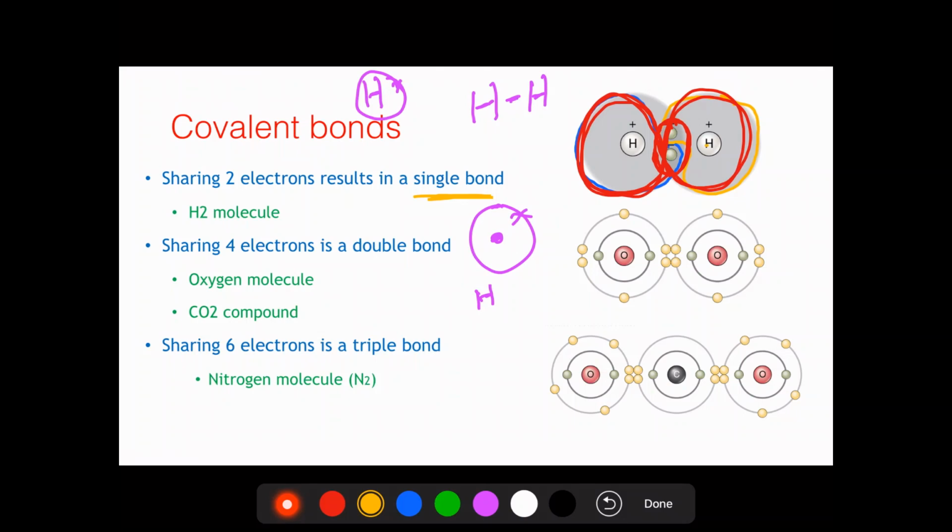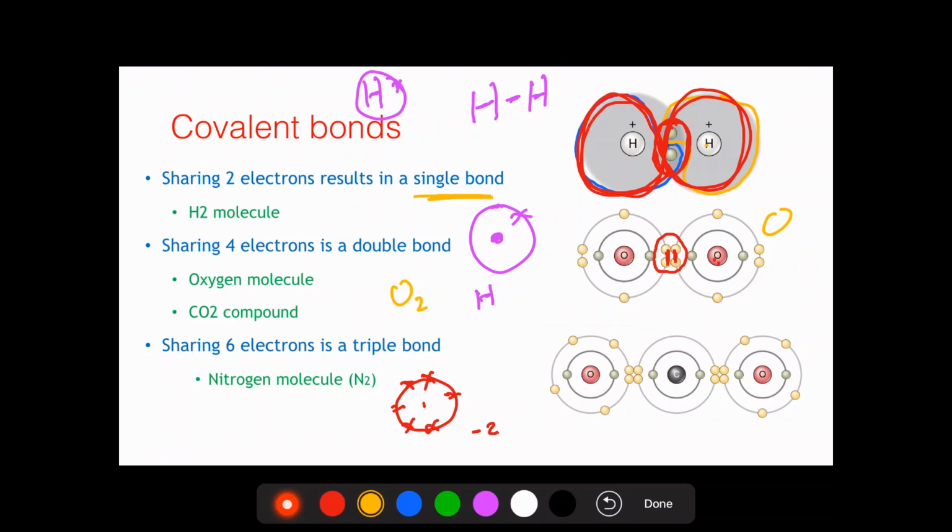Let's see another example. Here we have oxygen. This is oxygen, remember, O2. In this case, oxygen has 6 electrons in its outermost shell. 1, 2, 3, 4, 5, 6. So it's missing 2. So one oxygen will talk to another oxygen. Okay, I'm missing 2, you are missing 2, let's share them. So both oxygen atoms are going to share pairs of electrons.